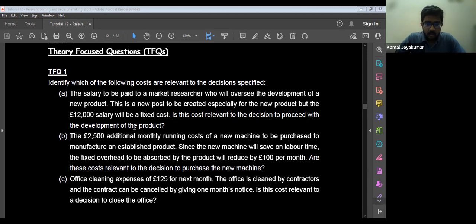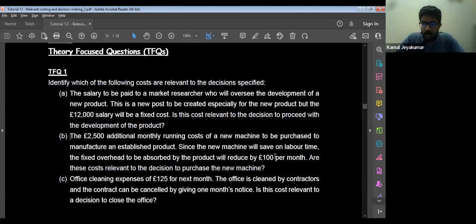Right, look guys, now if we buy this new machine, our monthly expenses are going to increase by 2,500 pounds. Right? 2,500 pounds additional monthly running costs of the new machine. Therefore, this 2,500 is a relevant cost because it's an additional cost that you will incur every month as a consequence of making the decision to buy the new machine.